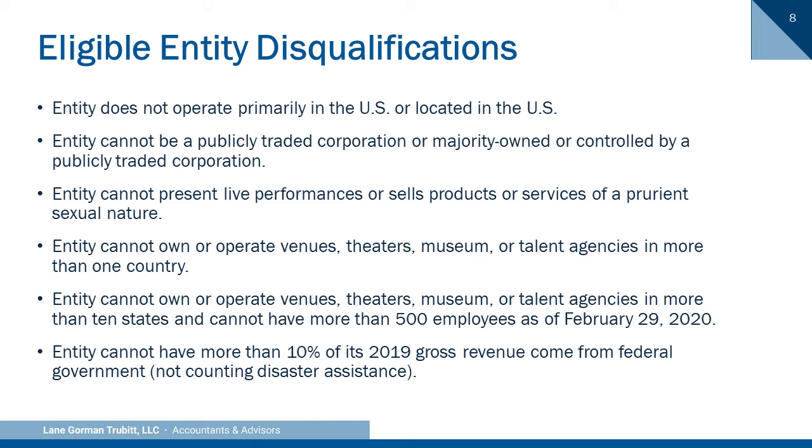Also, an entity cannot be a publicly traded corporation or majority owned or controlled by a publicly traded corporation. An entity cannot present live performance or sell products or services of a prurient sexual nature. An entity cannot own or operate venues, theaters, museums, or talent agencies in more than one country or in more than 10 states, and cannot have more than 500 employees as of February 29, 2020. And lastly, an entity cannot have more than 10% of its 2019 gross revenue come from the federal government. However, that does not include your disaster assistance. So when you're calculating your 10% of 2019 gross revenue, you can exclude any form of disaster assistance that you may have received.